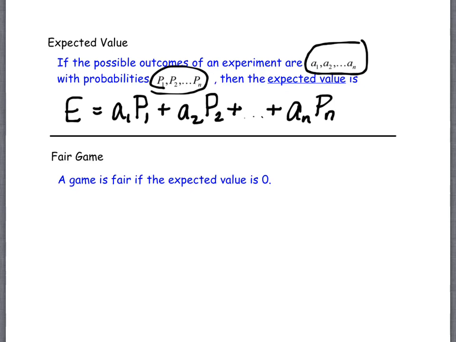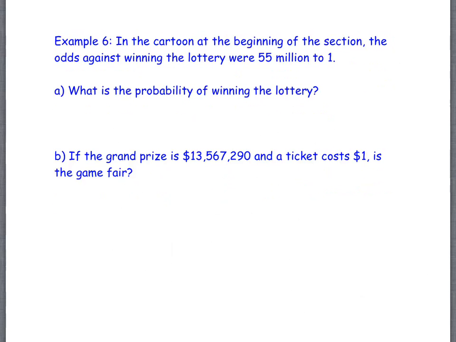Or something like that. We had one problem left, and the problem actually refers to a question in your textbook. There's a cartoon at the beginning of this section that talks about the odds against winning the lottery, the odds against winning being 55 million to 1. So the first question we're going to talk about is, if the odds are 55 million to 1, what is the probability that you would win the lottery?